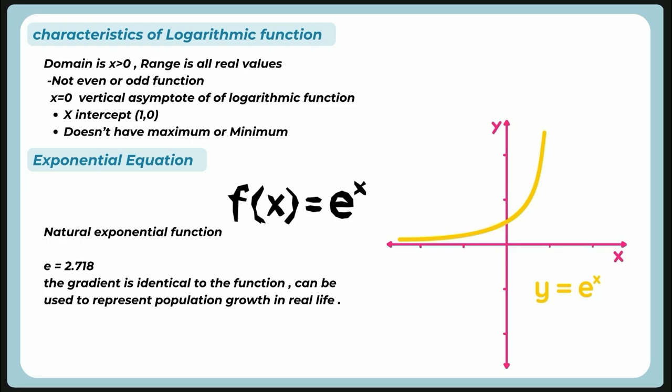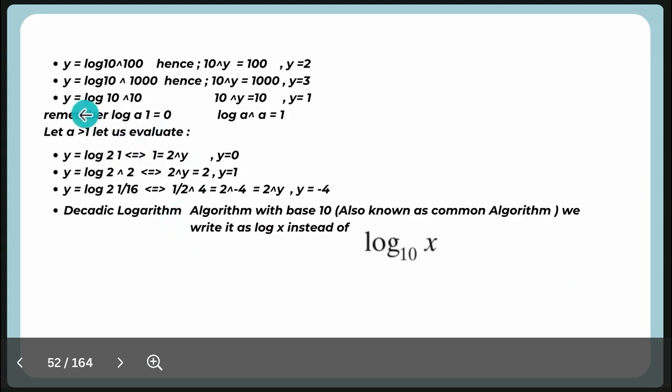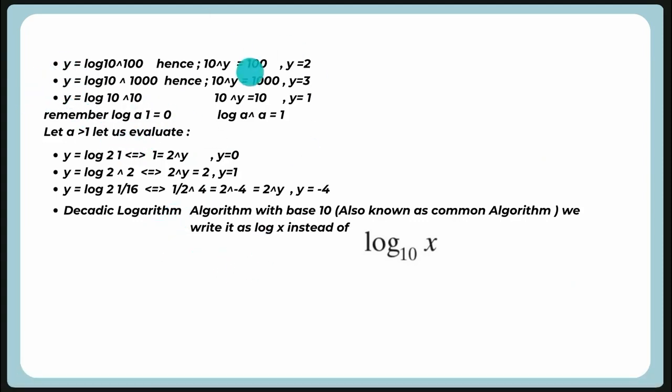Okay, so the exponential function, as I told you, is e to the power of x. The natural exponent e value is 2.718. The gradient is identical to the function, and it can be used to represent population growth in real life. So now about logs, how to solve logs.